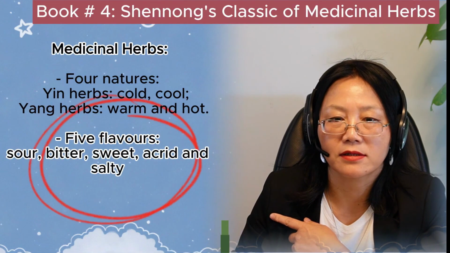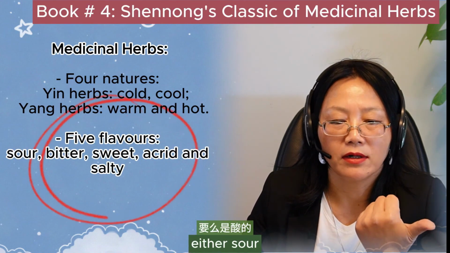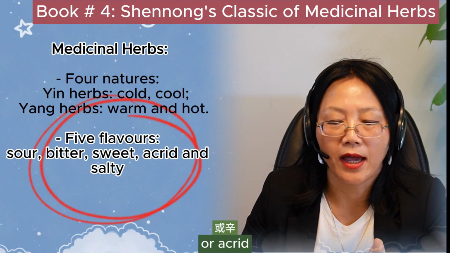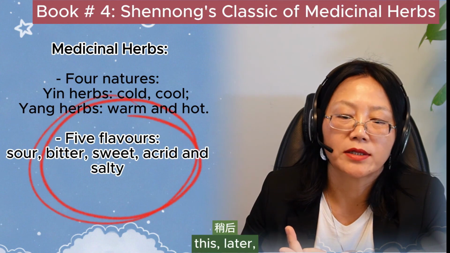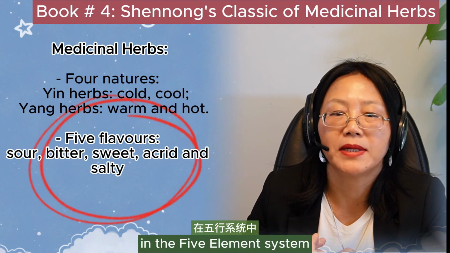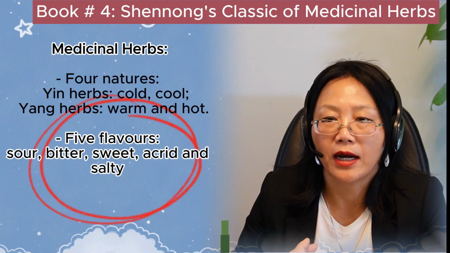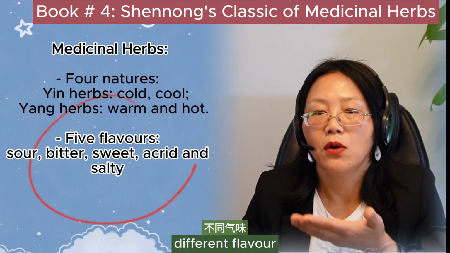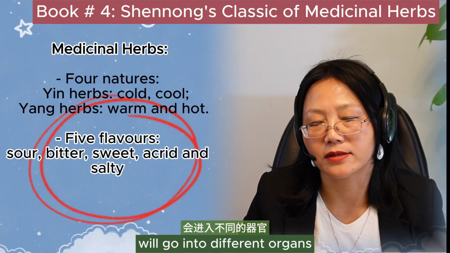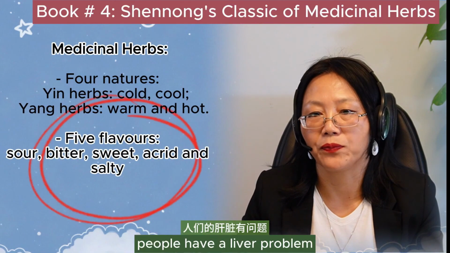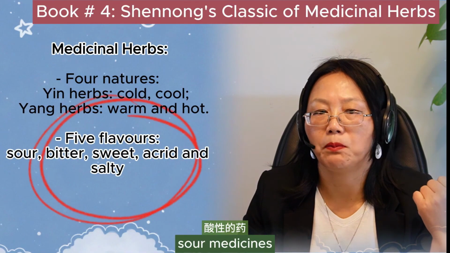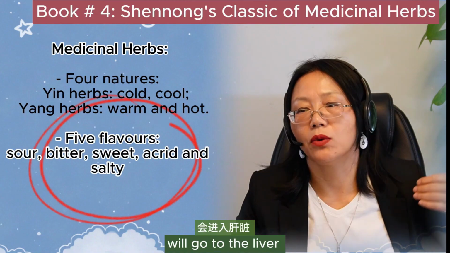Then there are flavors of medicine: sour, bitter, sweet, acrid, or salty. These we will talk about later in the 5-element system. They belong to different elements. Different flavors will go into different organs. For example, if people have a liver problem, they should take sour medicines. The sour medicines will go to the liver.